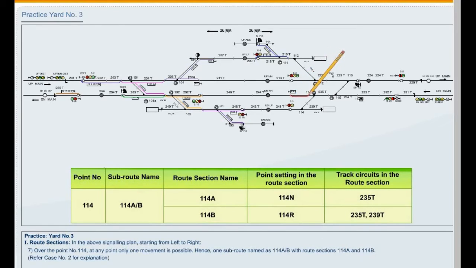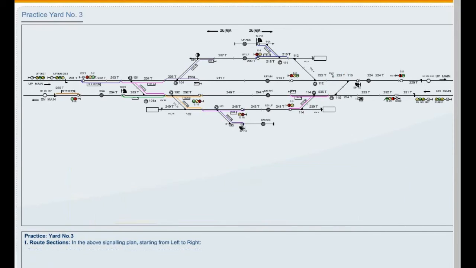Over the point number 114, at any point only one movement is possible, hence one subroute named as 114a by b with route sections 114a and 114b. Click on case number 2 for explanation.